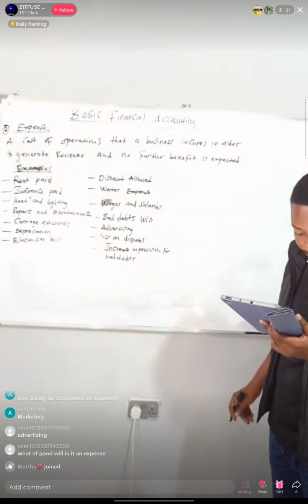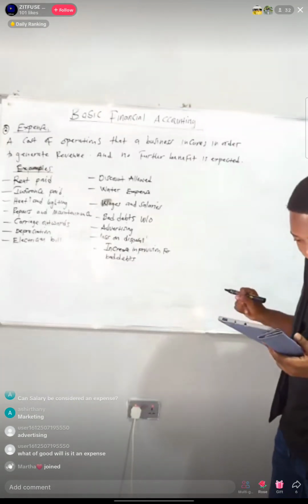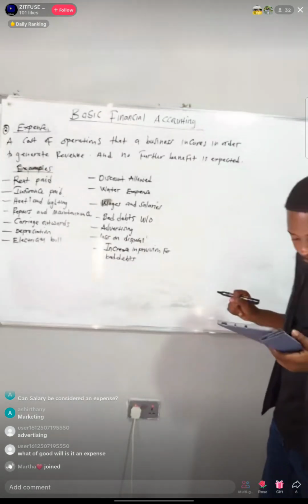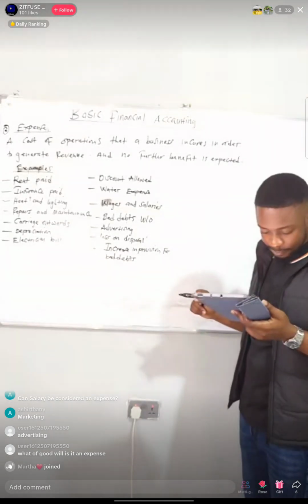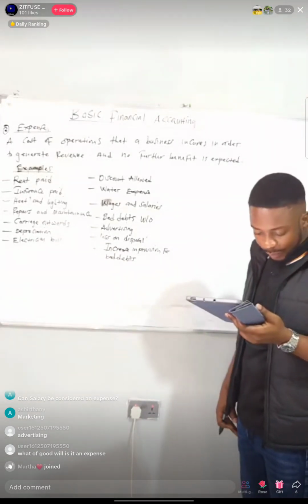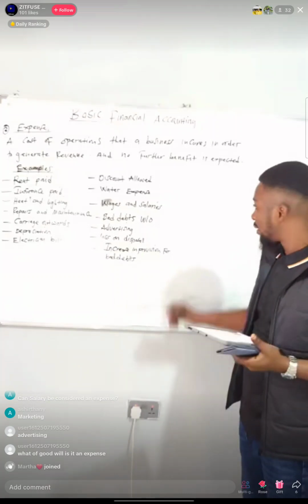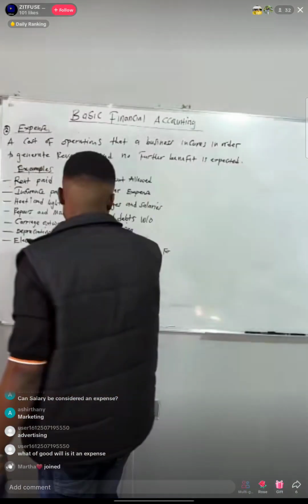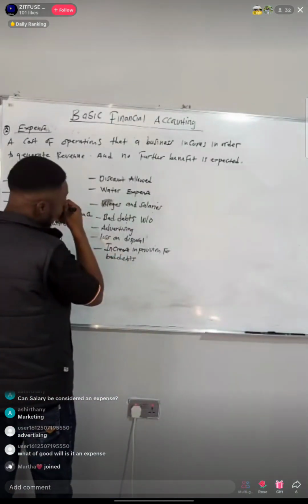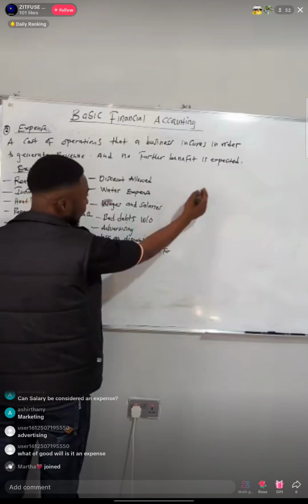So at least we've done two types of elements of financial statements. What of goodwill? Is it an expense? No, it's not. So we've done two types of elements of financial statements.